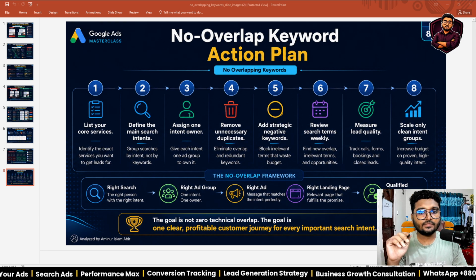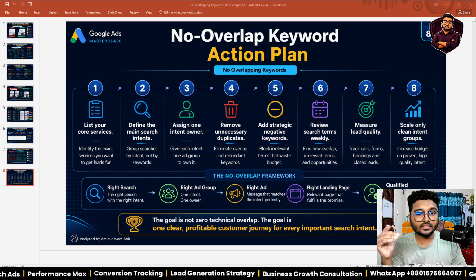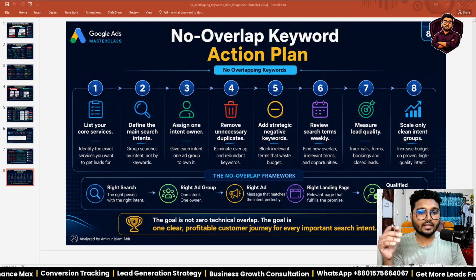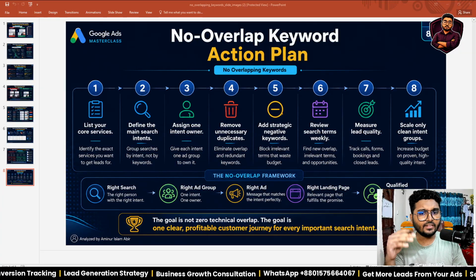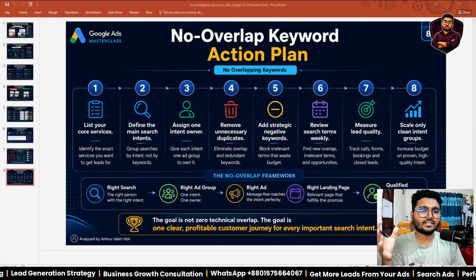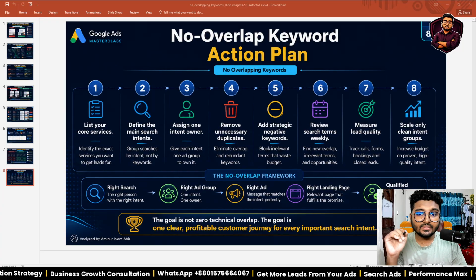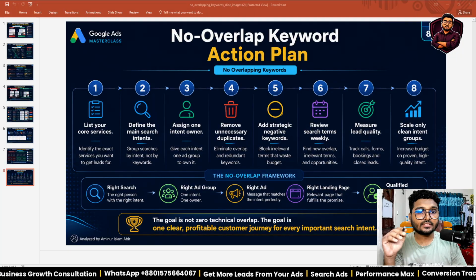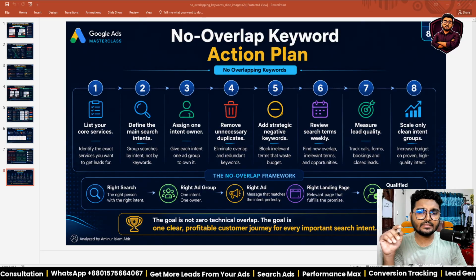Step 2, define the main search intent. Separate important categories such as emergency repair, installation, general service, commercial, and residential. Step 3, assign one intent owner. Every important search intent should have one primary campaign, ad group, ad message, landing page, and call to action. Step 4, remove unnecessary duplicates. Consolidate keywords when they use the same intent and the same landing page, CTA, and lead value.